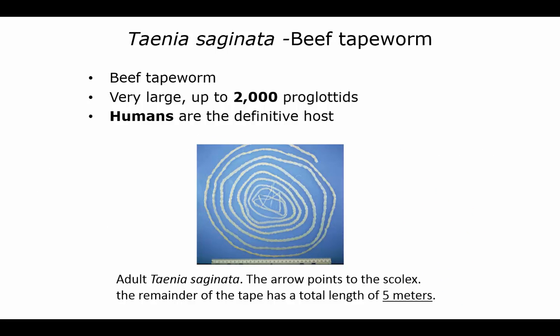Now, the Taenia saginata, or the beef tapeworm, is very large, has up to 2,000 proglottids, and the scolex is, of course, attached to the intestine. Humans are the definitive host.